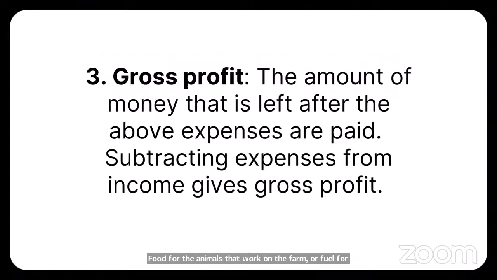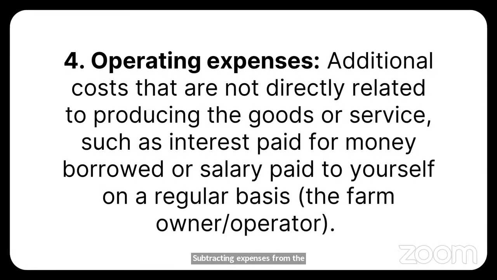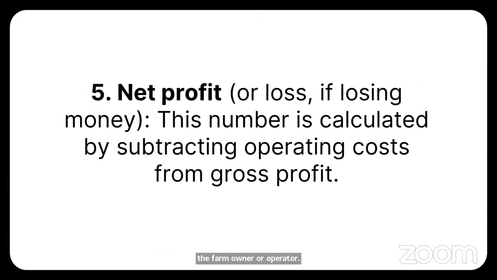Number 3, gross profit. This is the amount of money that is left after the above expenses are paid. Subtracting expenses from the income gives gross profit. Number 4, operating expenses. Additional costs that are not directly related to producing the goods or service, such as interest paid for money borrowed or salary paid for yourself on a regular basis, the farm owner or operator. Number 5, net profit, or loss if you're losing money. This number is calculated by subtracting operating costs from gross profit.